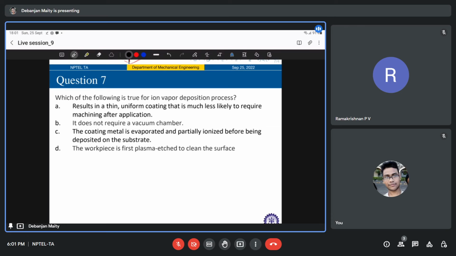So in terms of ion vapor deposition, statement one says it results in a thin uniform coating that is much less likely to require machining after application. Then it says it does not require a vacuum chamber, but yes, it requires a vacuum chamber. So this is false. Then it says the coating metal is evaporated and partially ionized before being deposited. Yes, this is true.